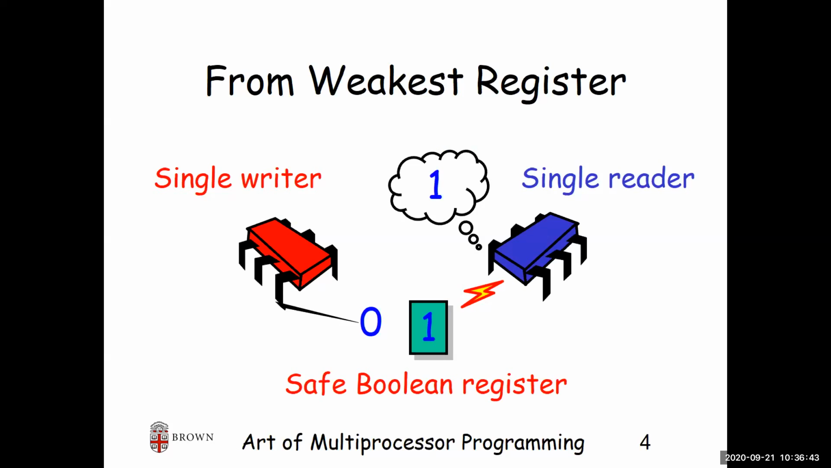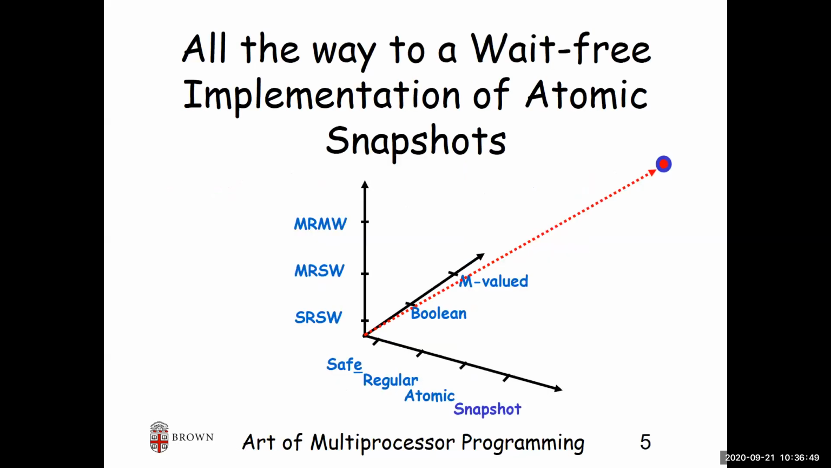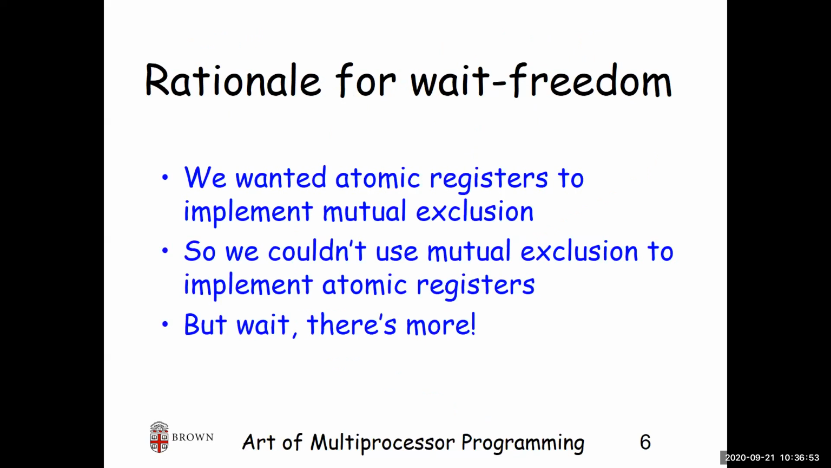So we talked about the weakest register, which was a safe Boolean register with a single reader and a single writer. And we went all the way to atomic snapshots. And the rationale for wait-freedom is we want atomic registers to implement mutual exclusion, so we couldn't use mutual exclusion to implement atomic registers.